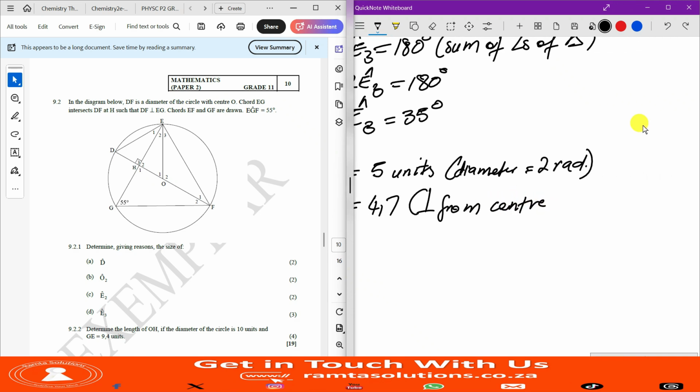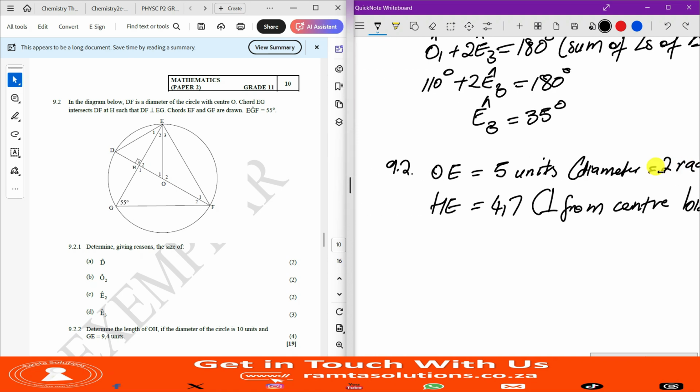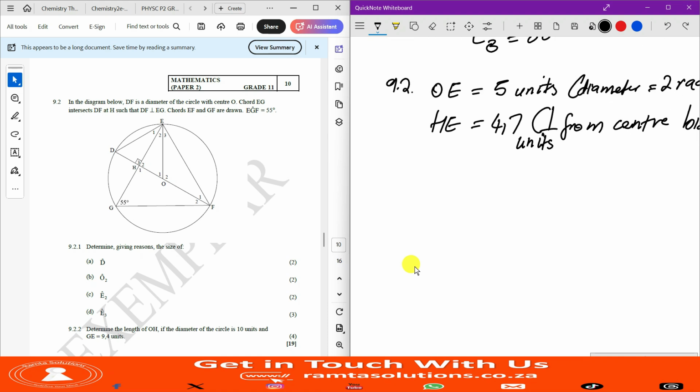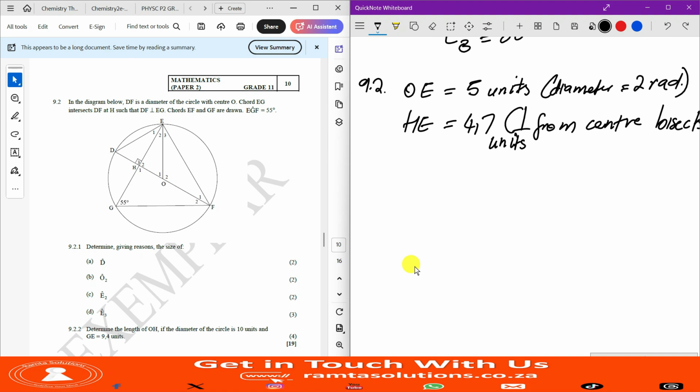Perpendicular from center bisects chord. Otherwise, others can use line from center. So perpendicular from center bisects chord, 4.7 units. So now we can use Pythagoras. When we use Pythagoras, we look at the hypotenuse of this triangle. So in triangle OHE or EHO, it doesn't matter.